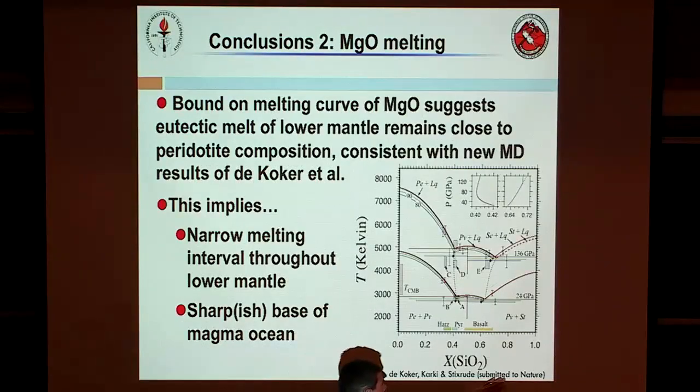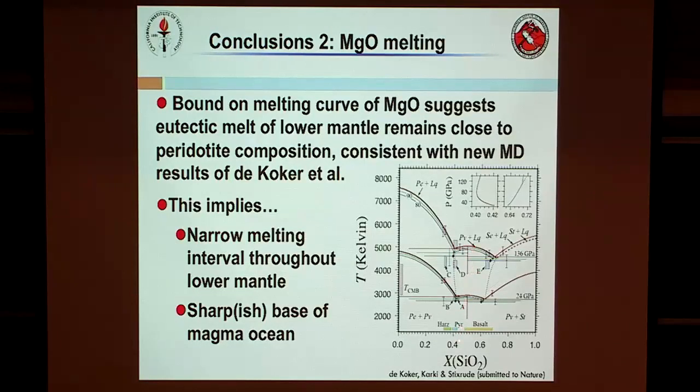This is published in Nature Geoscience. Simulations of the MgO-SiO2 binary at several points in between, first principles molecular dynamics led by Nico Deckoker. The effect of iron sort of added. And basically concluding that the eutectic is about here, where this is MgSiO3.